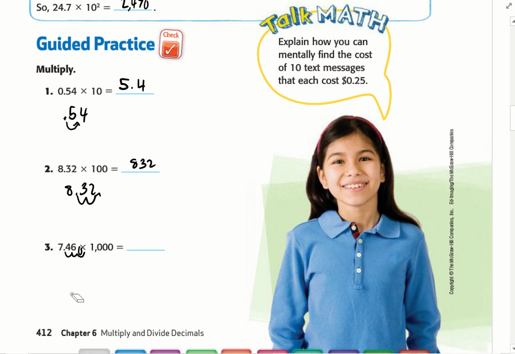Need to annex. Let me do it on the bottom for 3 zeros. So I'm going to move it to the right 3 times. And that means I need to annex a 0. So I'm at 7,460.